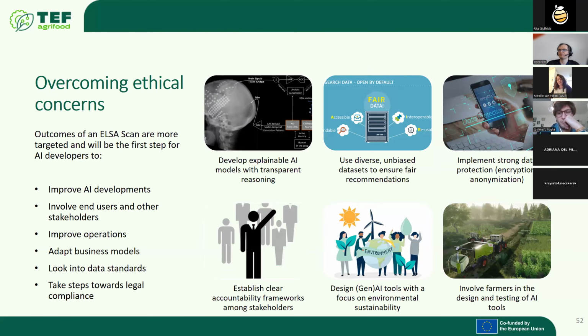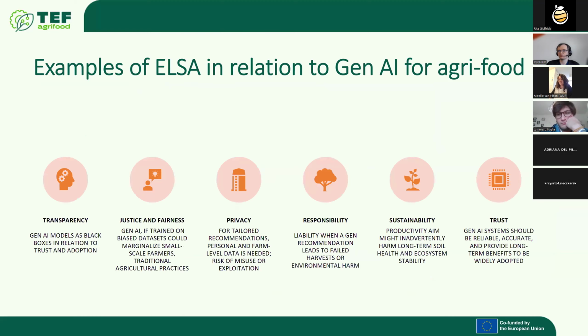These are some examples on the right hand of ELSA concerns and how to overcome them in general. And on the left hand, you can see examples of what an AI development company can do with those. So maybe improve the AI developments themselves, involve end users, improve operations, adapt business models, look into data standards, or take legal steps. These are just some of the things that we can do afterwards. Next slide, please. And these are the same examples of ELSA aspects, just to maybe understand what ELSA aspects we can find in the services. That's my timer.